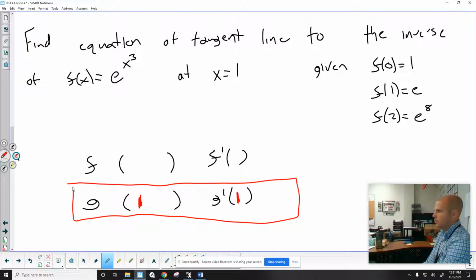Okay? So when you're doing your quiz today, make sure you're going off of the inverse's x coordinate. The x coordinate is on the inverse.